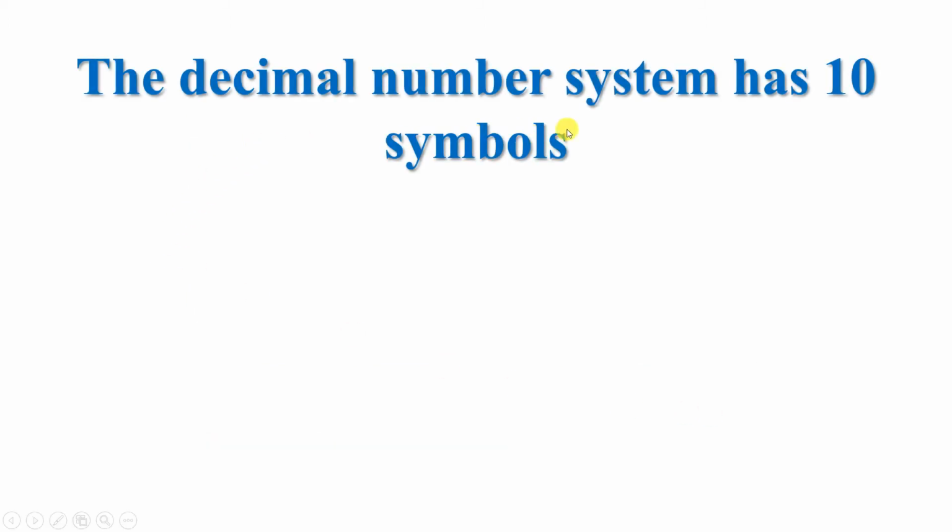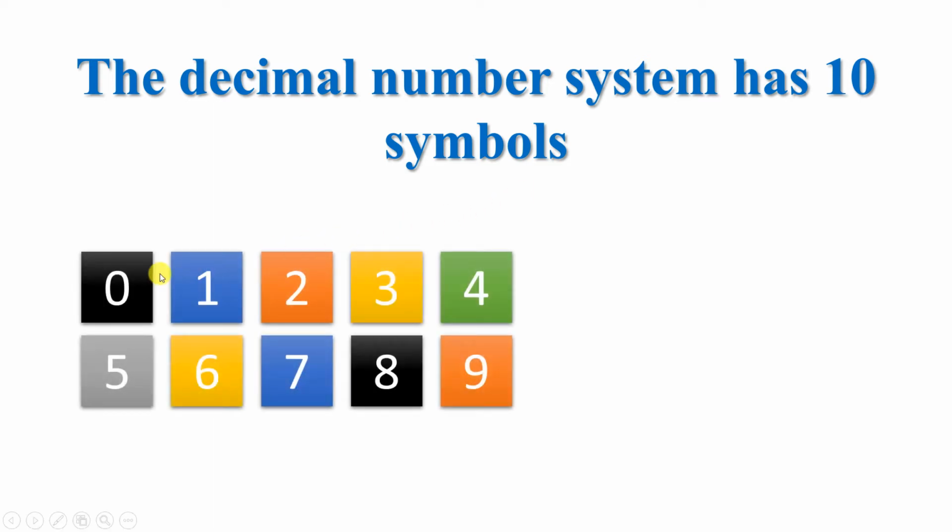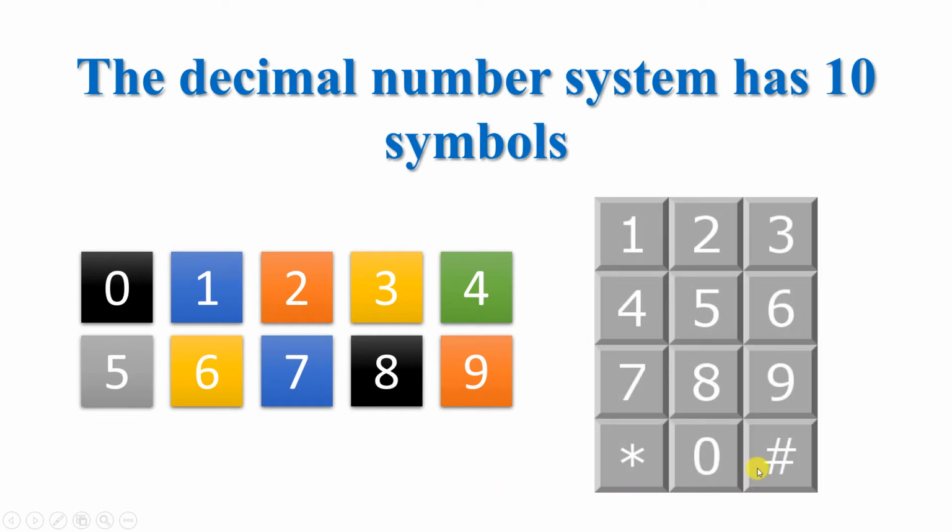The decimal number system has 10 symbols. Each finger is associated with a symbol, then we can say that it has 10 symbols, and the 10 symbols are shown over here: 0, 1, 2, 3, 4, 5, 6, 7, 8, 9. These are the 10 symbols from 0 to 9. You can easily find these symbols on various types of keypads which you use. That is in conformity with this particular statement.